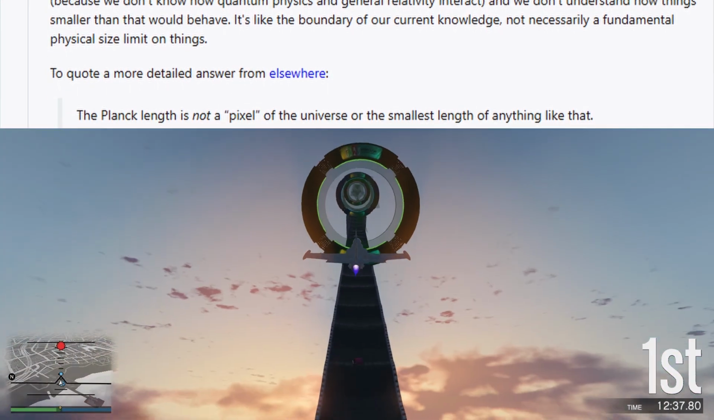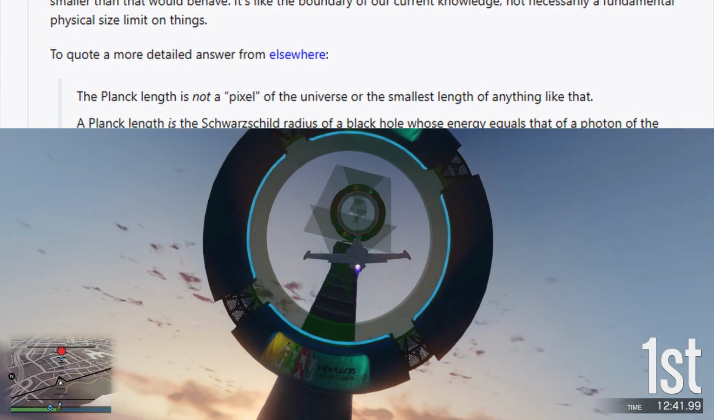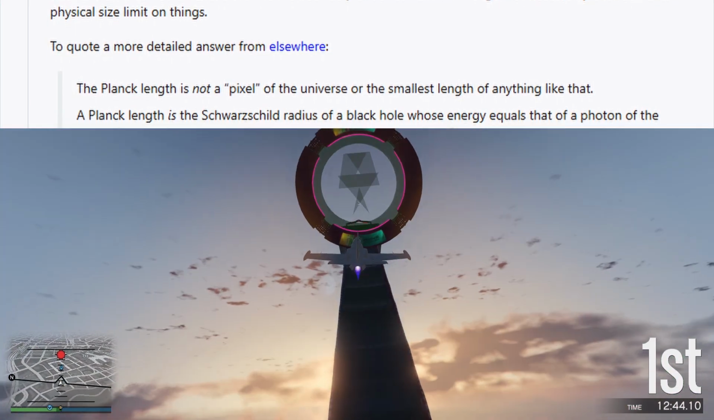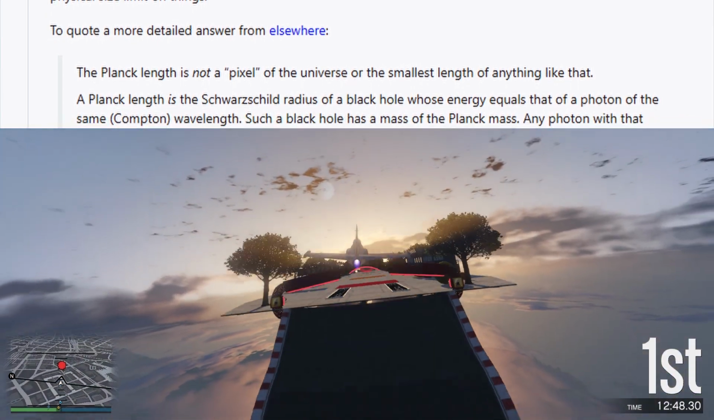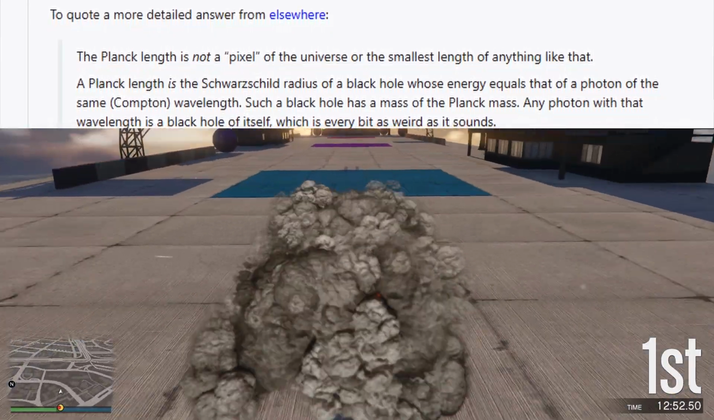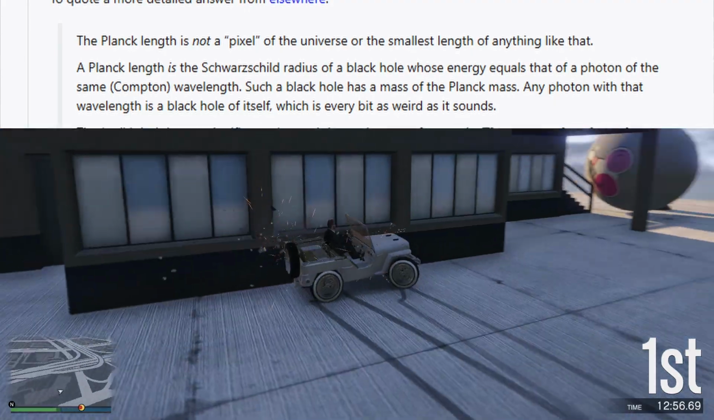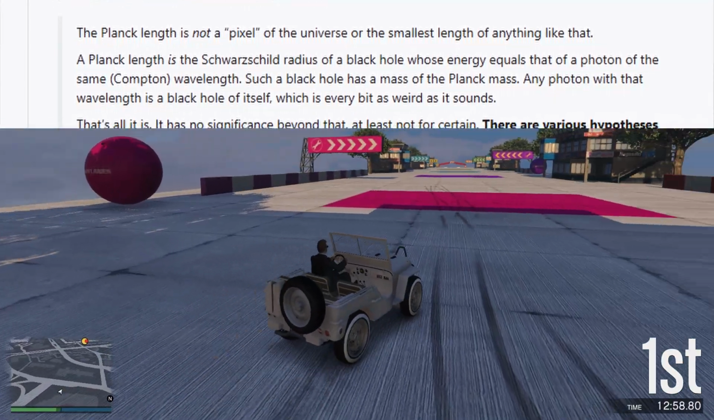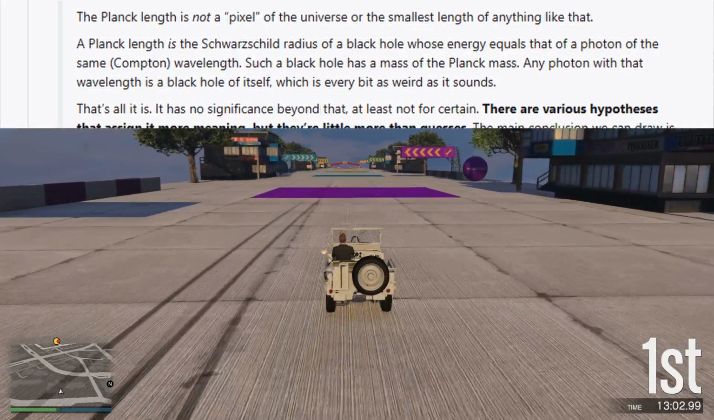To quote a more detailed answer from elsewhere, the Planck length is not a pixel of the universe or the smallest length of anything like that. A Planck length is the Schwarzschild radius of a black hole whose energy equals that of a photon of the same Compton wavelength. Such a black hole has a mass of the Planck mass. Any photon with that wavelength is a black hole of itself, which is every bit as weird as it sounds.